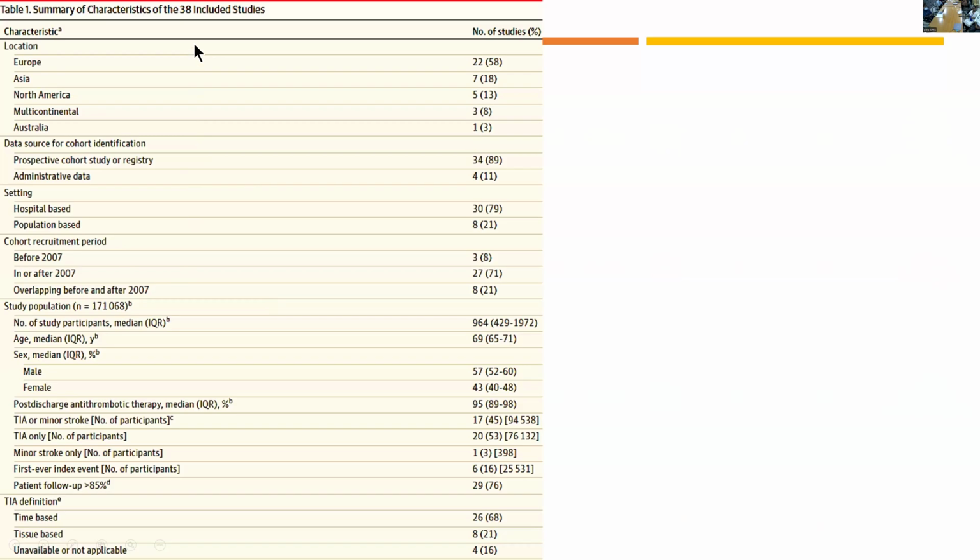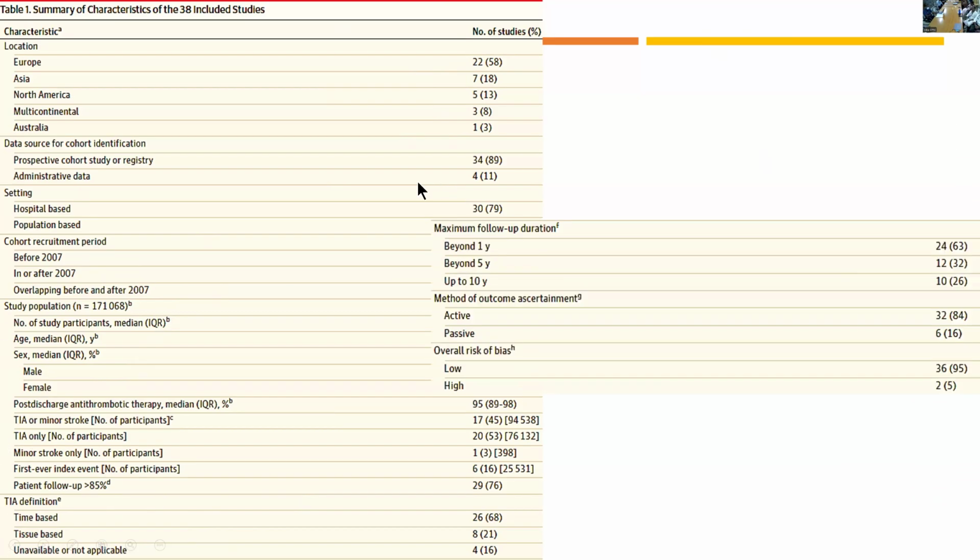And they have given a summary of the 38 studies. How many were from Europe? From Asia, there were 7 studies. So suddenly my uncle asked, hey, you did a better systematic review. Were there any Asian studies which reflect us, or only studies which were from Western countries? But there were Asian studies as well. They were mostly hospital based, but 21% were population based. Some were before 2007, many were after 2007, and the age, gender, and the way the diagnosis was made. So, these are the general baseline characteristics of the overall study.